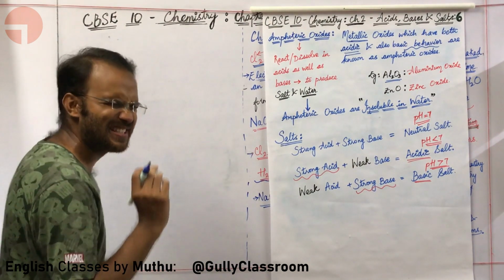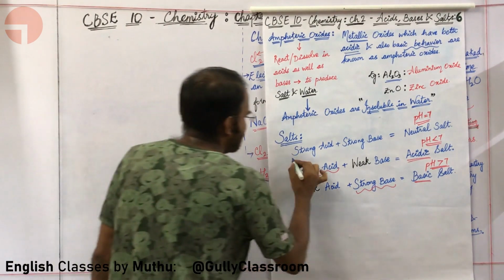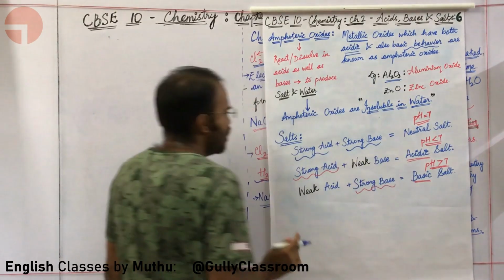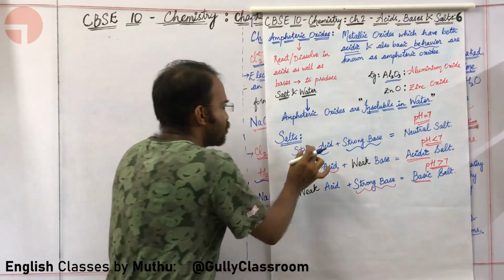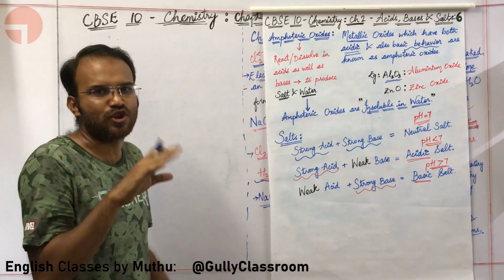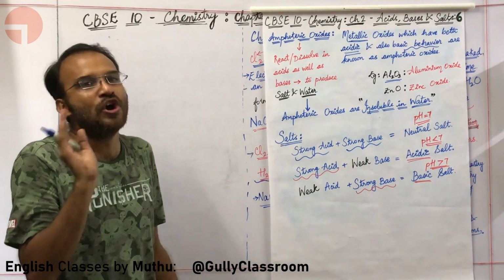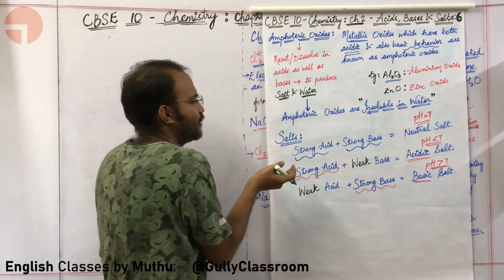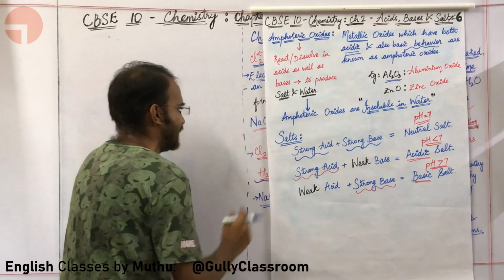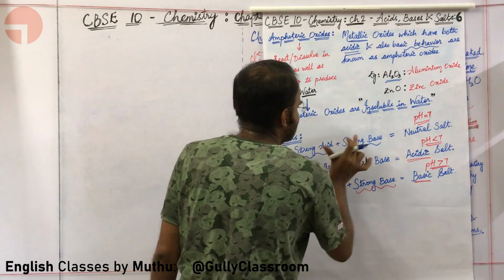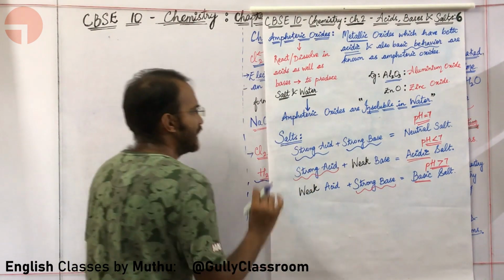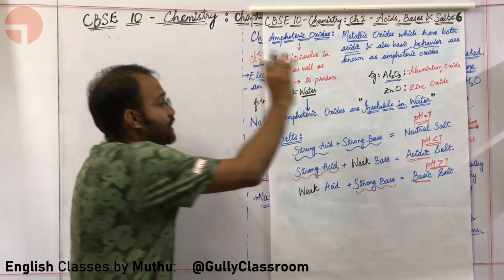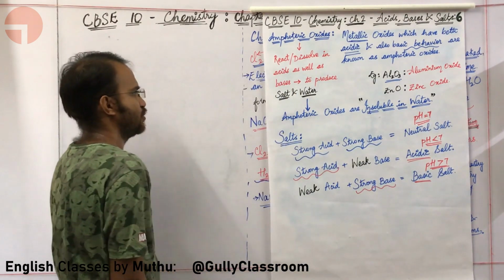It is very simple. When a strong acid is combining with a strong base, in order to learn what is a strong acid and a strong base, type strong acid and strong base Gully Classroom, go to that particular lecture, learn the concept completely, then come back to this lecture. Yeah, let us continue. When a strong acid reacts with a strong base, you get a neutral salt, which means the pH of the salt will be equal to 7.